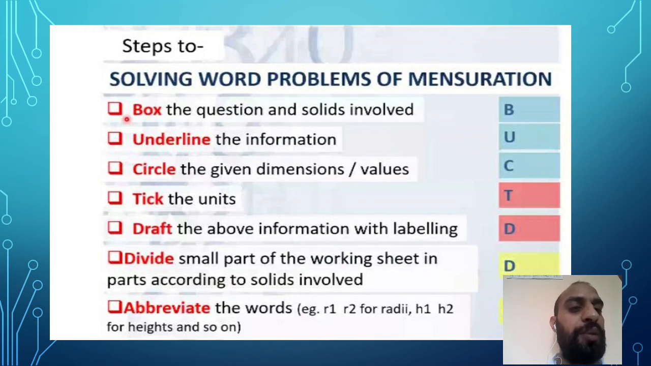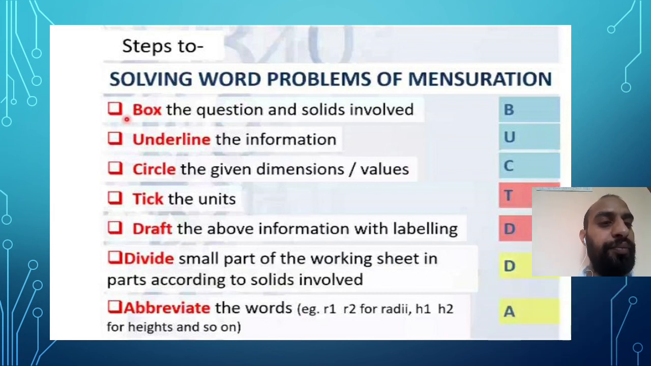Consider the age is given as 15, 16. Encircle that, and the unit. Sometimes it is given in centimeter, meter. These are units. Then draft the above equation into a let form. That means start writing "let," as I told you in the previous video also. Then divide the statement into small parts so that you can find out. Then abbreviate some words, like radius, small r, height, h. These abbreviations are required.